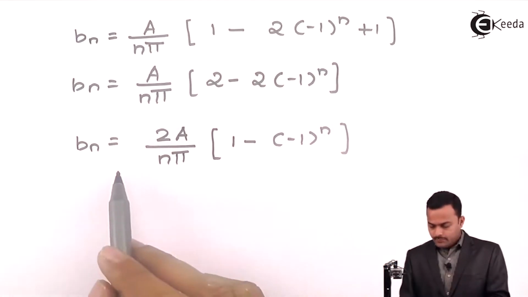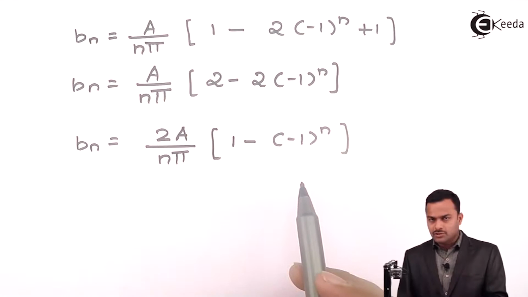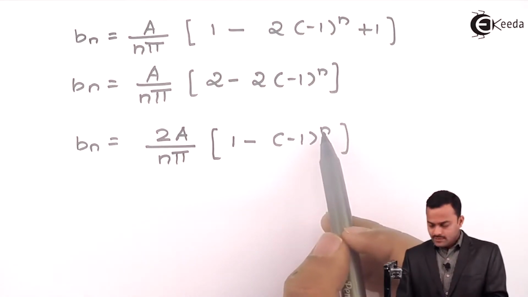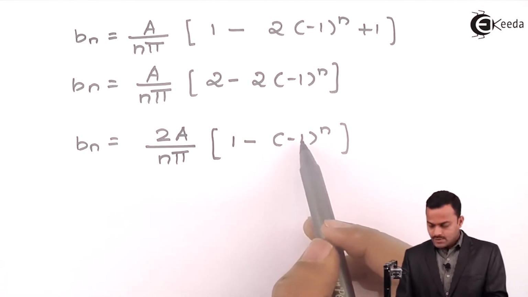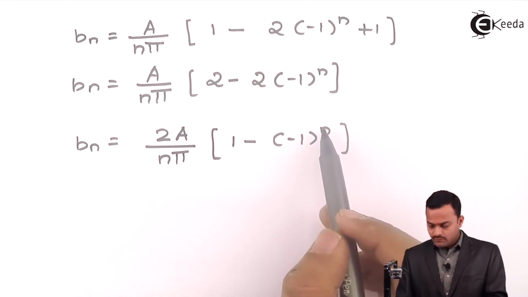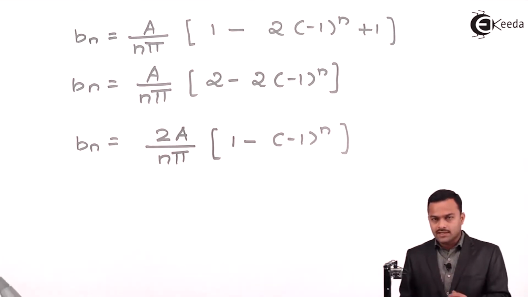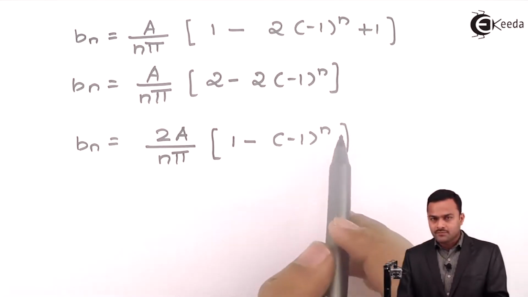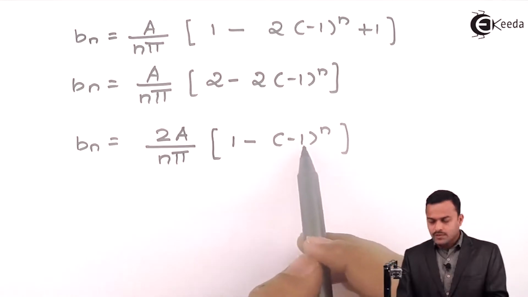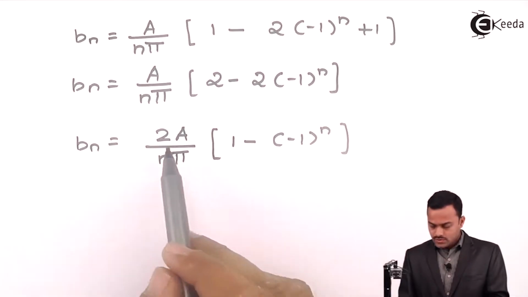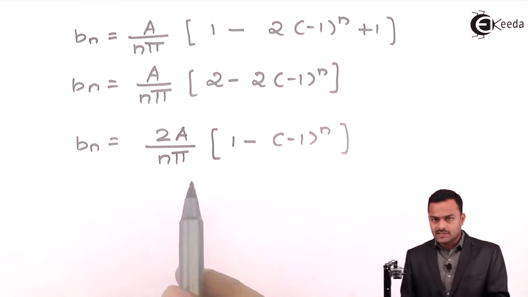Now we can make it specific by putting the values of n. So we know if we put a value of n as an even number, minus 1 raised to that even number will always give you 1. This 1 will get cancelled with this 1, so in the end we will get answer 0. But if I put n as an odd number, 1, 3, 5, minus 1 raised to that odd number will give you a minus 1, 1 minus minus 1 will give you 2 always. So this 2 is getting multiplied with this 2 becomes the answer 4.